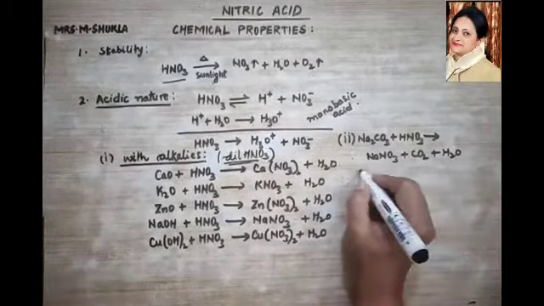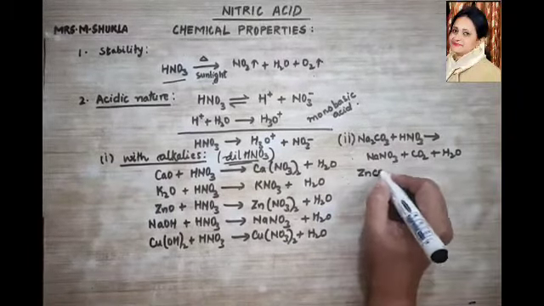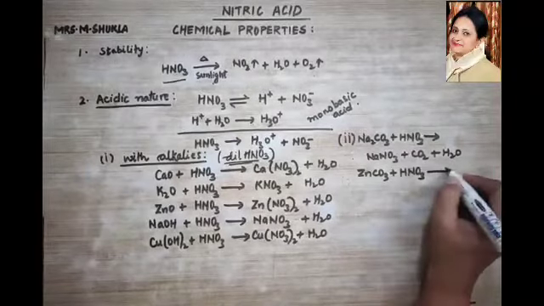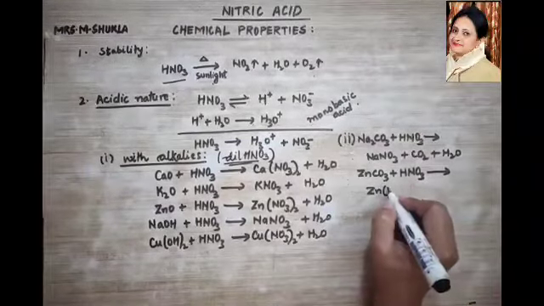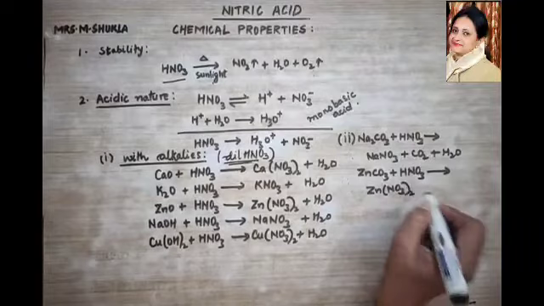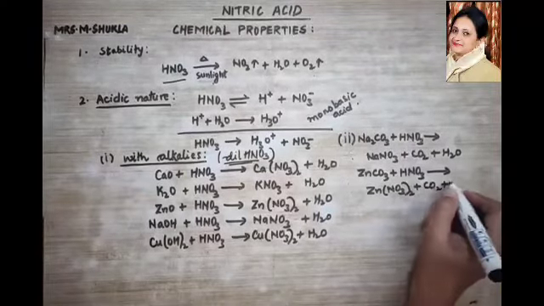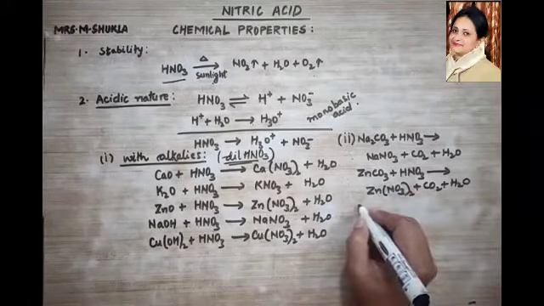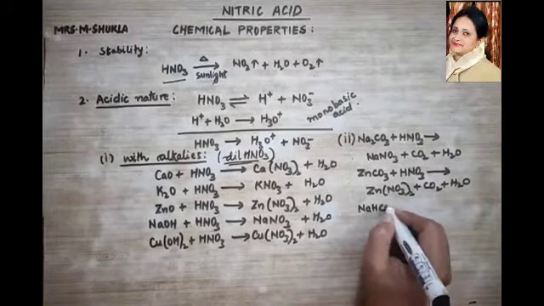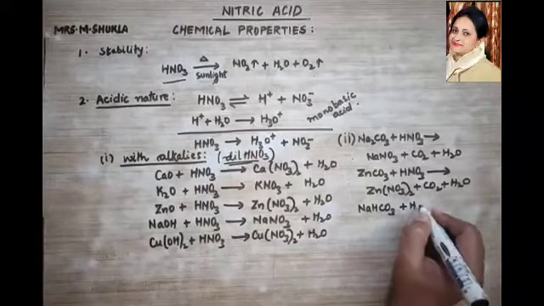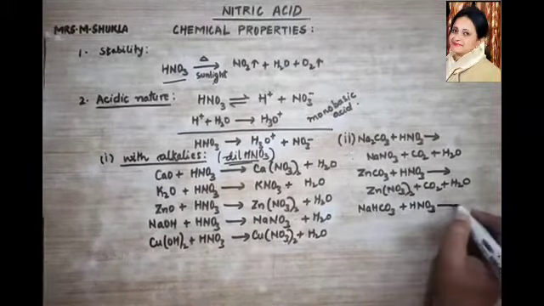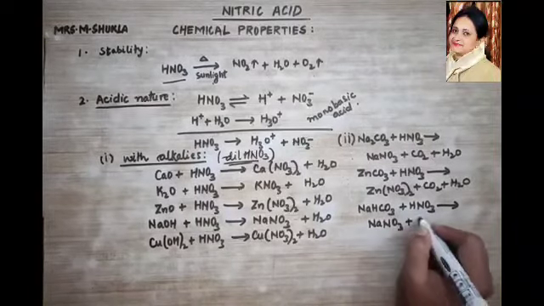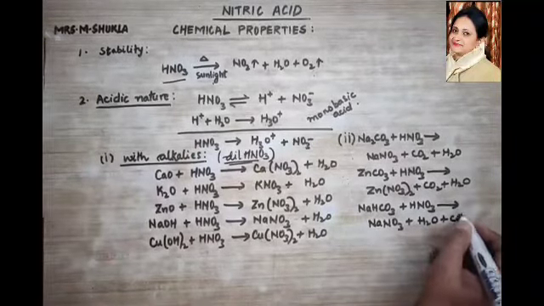Clear? Another example could be ZnCO3 plus HNO3. What is this going to give? Yes, Zn(NO3)2 plus CO2 plus H2O. Okay, a bicarbonate, let's take NaHCO3 plus HNO3. This is going to give us NaNO3 plus H2O plus CO2.